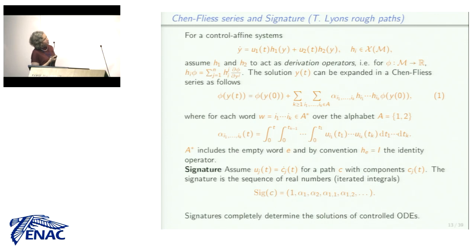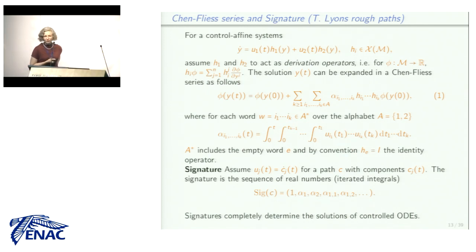And another important tool that I will use, hopefully, in the second part of my talk is the collection of these iterated integrals. This is what's called the signature of a path. Suppose that the controls u_j are coming from differentiating some function c_j, taking the derivative with respect to time. Then we call the signature of the path c the collection of all these iterated integrals, okay?